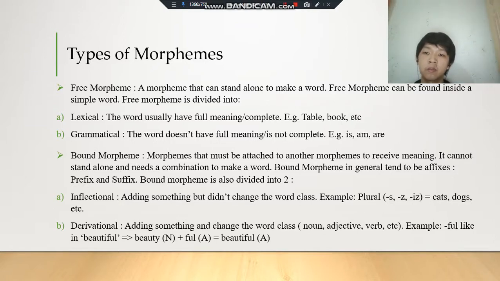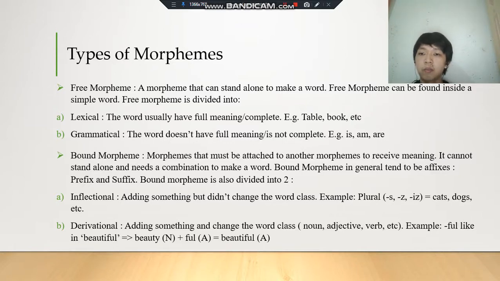Number 1. Lexical. In the lexical, the word usually has a full or complete meaning. For example, table, book, etc. Number 2. Grammatical. In grammatical, the word doesn't have a full meaning, or it is usually not complete. In this case, it tends to be the to be, like is, am, and are.